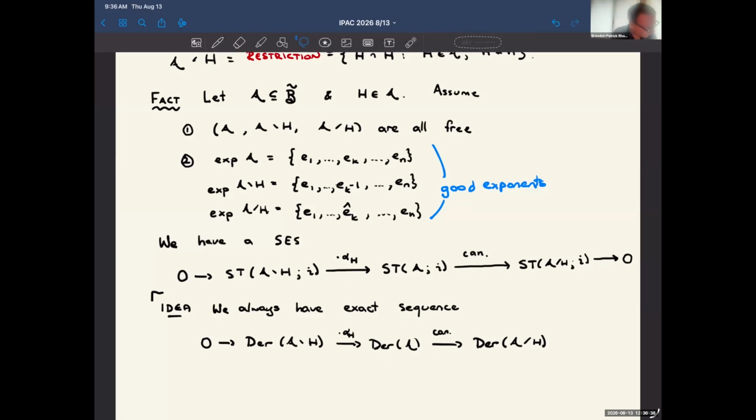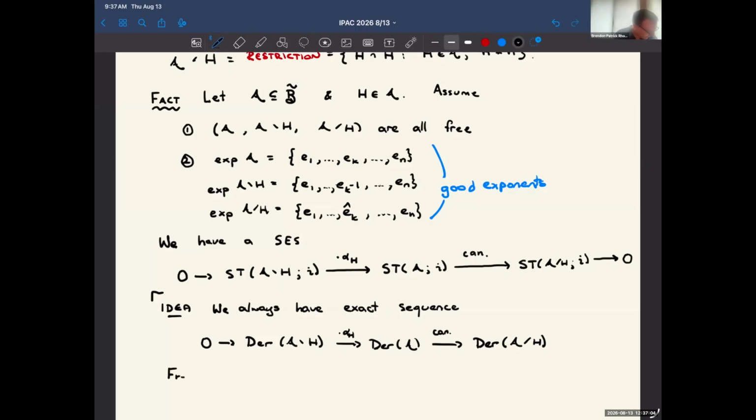And furthermore, why am I exact in the middle here? Well, this comes down to the fact that if I have a polynomial that vanishes on a hyperplane, it's divisible by the linear form corresponding to that hyperplane. So a little bit non-trivial, but kind of closely related to Nullstellensatz-like ideas. So we always have that SES, or not short exact sequence yet.